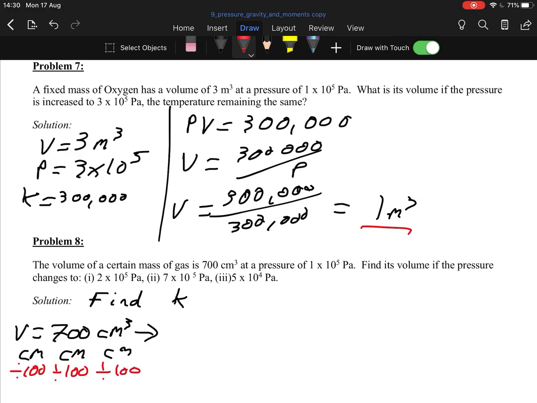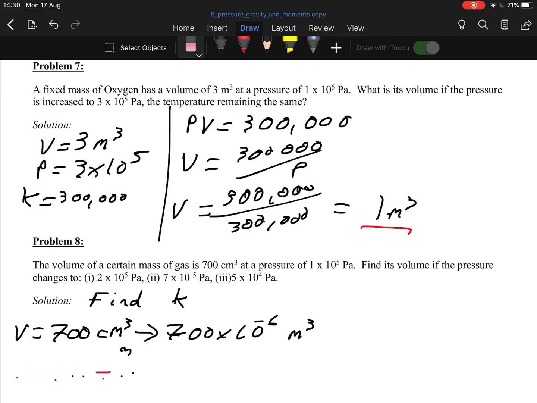Okay? So our 700 basically will become 700 by 10 to the minus 6, because there's 1, 2, 3, 4, 5, 6. Okay? So 10 to the minus 6 meters cubed. Okay, and then we rub that out there now, and then what do we say? Our pressure was 1 by 10 to the 5.